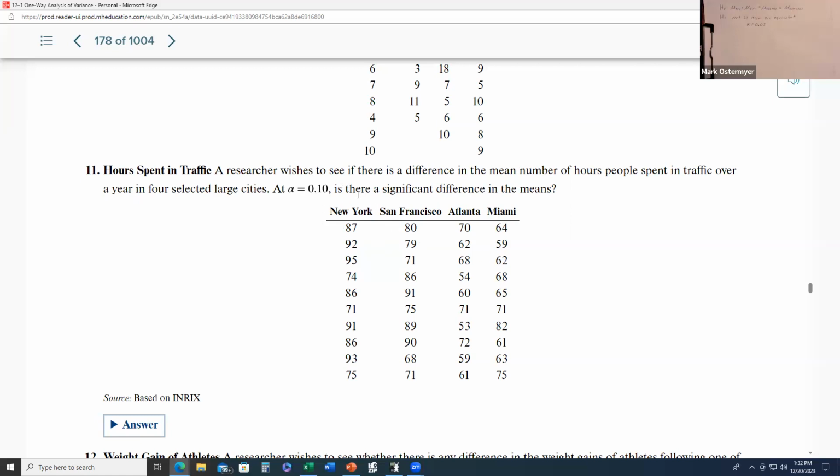We can test at 10%. Is there a significant difference in the mean number of hours that people spent in traffic for 1 year in these various cities here? So go ahead, call that classwork two, throw this data in your calculator and conduct analysis of variance on the means and see if these means are equivalent or not all the same. Let's see if the mean traffic time spent in these cities is the same or different. Interesting investigation. All right, go ahead and do that. Classwork number two.